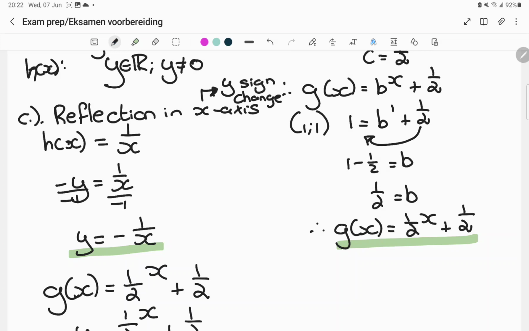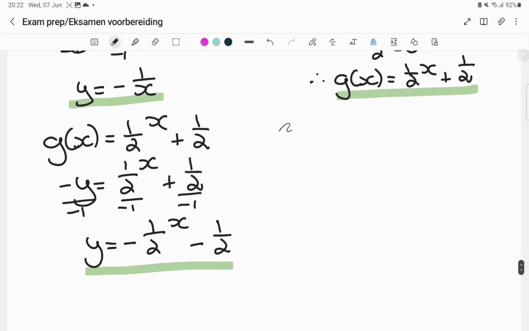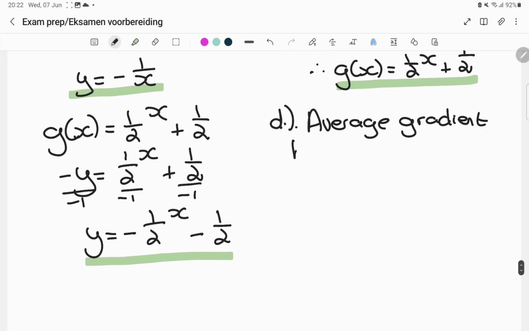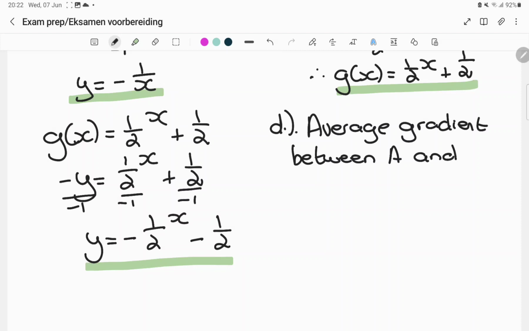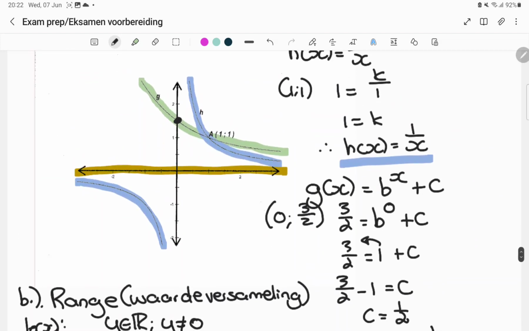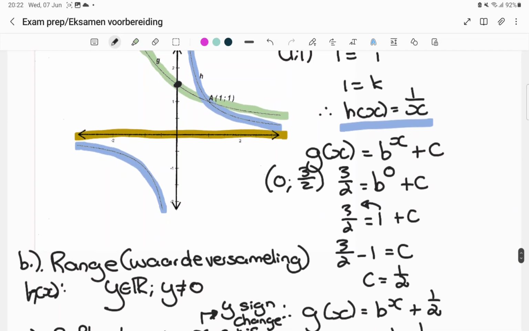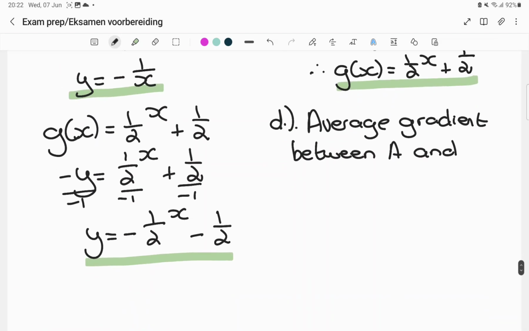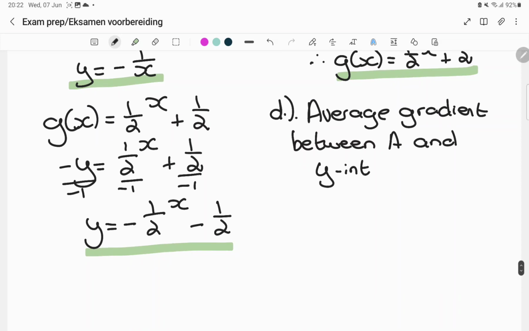And then the last question I can ask you is to determine an average gradient. So let's get the average gradient between, let's say, point A and my y-intercept of g. Alright, so I want to get the average gradient between A and the y-intercept of g.